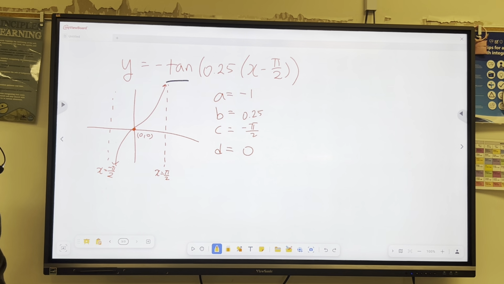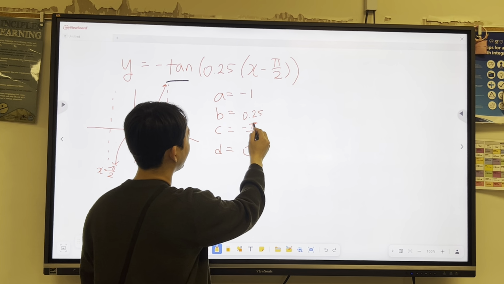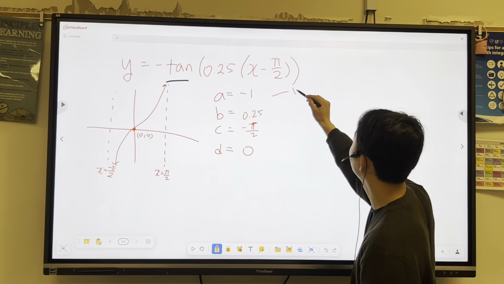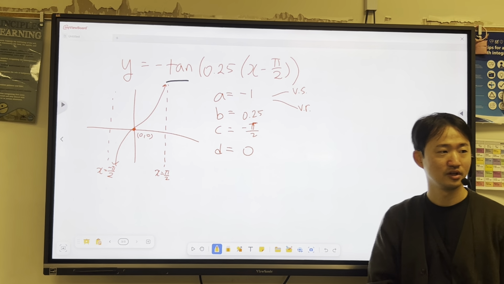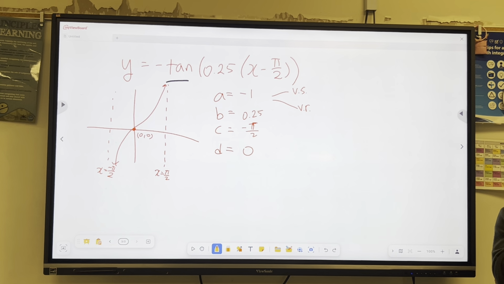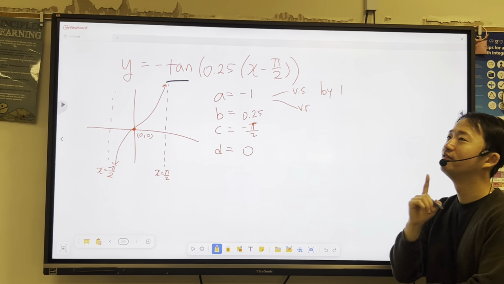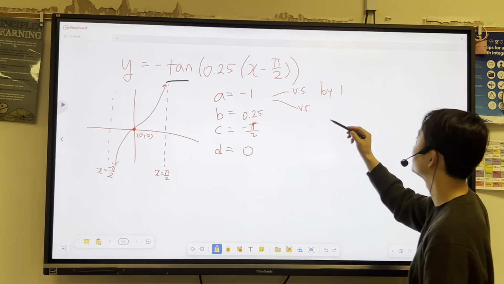The next step is to explain. What is the meaning of A equals -1? What is the meaning of B equals 0.25? So let's start with it. I'll go slow, so if you want to get ahead of me, you can do that. First thing, A equals -1. A is responsible for two things, the vertical stretch and vertical reflection. So, A equals -1, so vertical stretch by 1. Vertical reflection, A is negative, so yes, reflection.